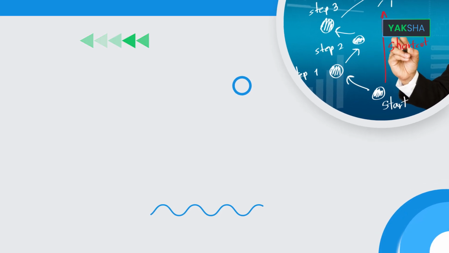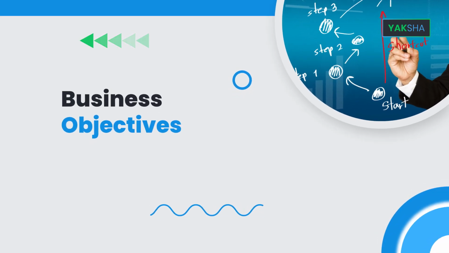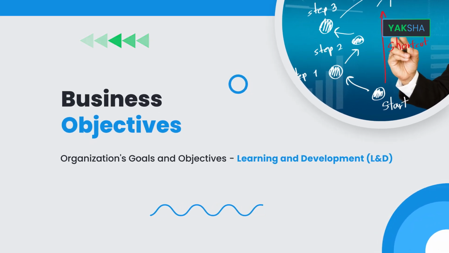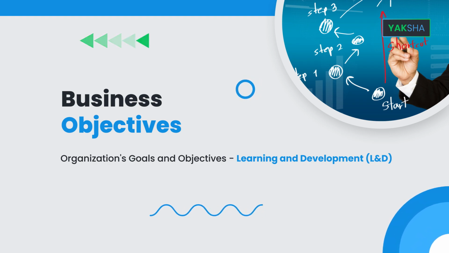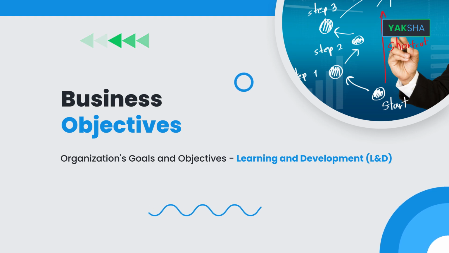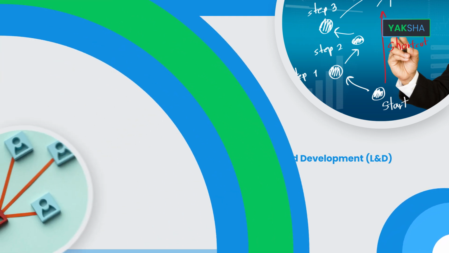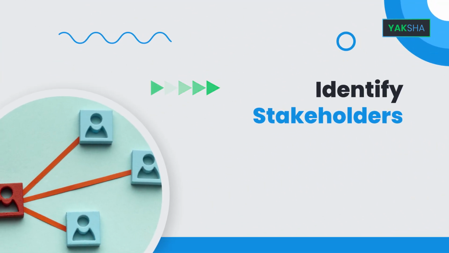Step number 1. Define business objectives. To begin, define the organization's goals and objectives. This will help you identify which areas of learning and development (L&D) need to be addressed to help employees achieve these objectives.